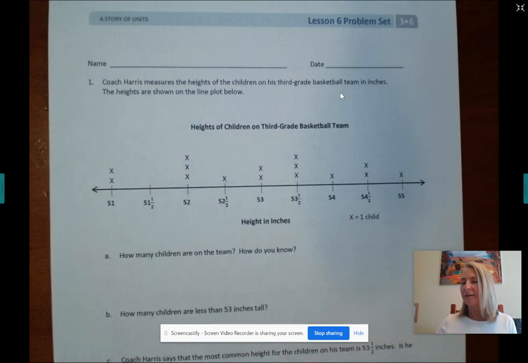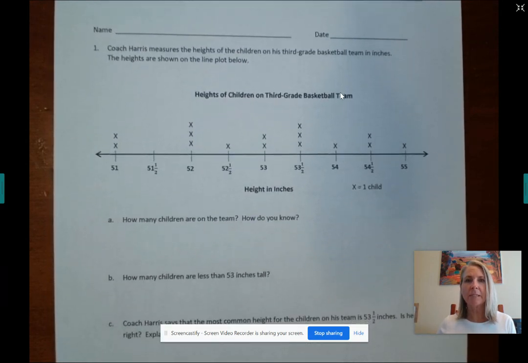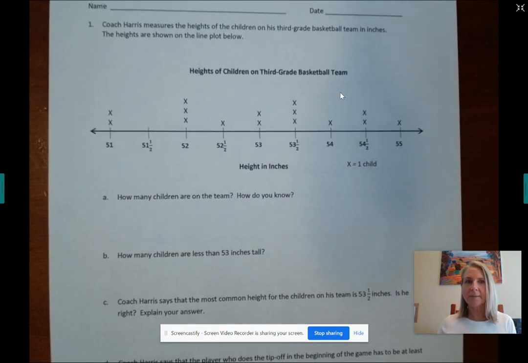Hello. All right, we are on to lesson 6, problem set for module 6. And today we're going to be taking a look at line plots.